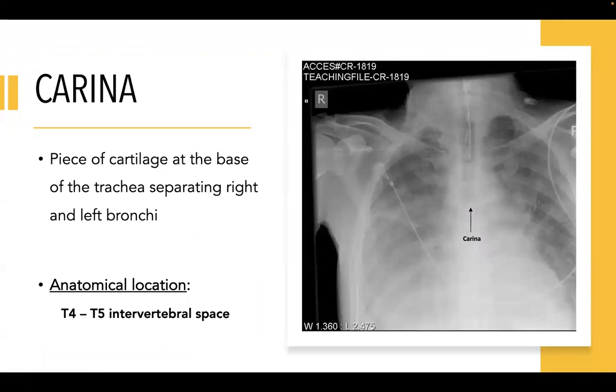The carina is a piece of cartilage at the base of the trachea separating the right and left bronchi. It is often used as a landmark on chest X-rays to identify proper placement of tubes and invasive lines. Anatomically, the carina typically lies at the level of the fourth and fifth thoracic vertebral space. There may be slight individual variation, meaning the carina may be anatomically located at a vertebral space above or below T4, T5.